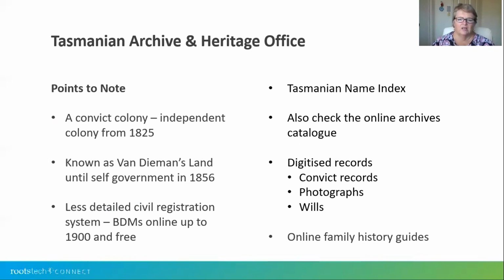There are a couple of ways of getting into the records. They have an excellent Tasmanian name index, which has a lot of different record series in it, and it's the first place to go. But you also need to check the Online Archives catalogue, because there are different records in there that are not necessarily in the Tasmanian name index. They have also got a lot of digitised records, and in particular you'll find convict records, photographs and wills. There are family history guides as well.